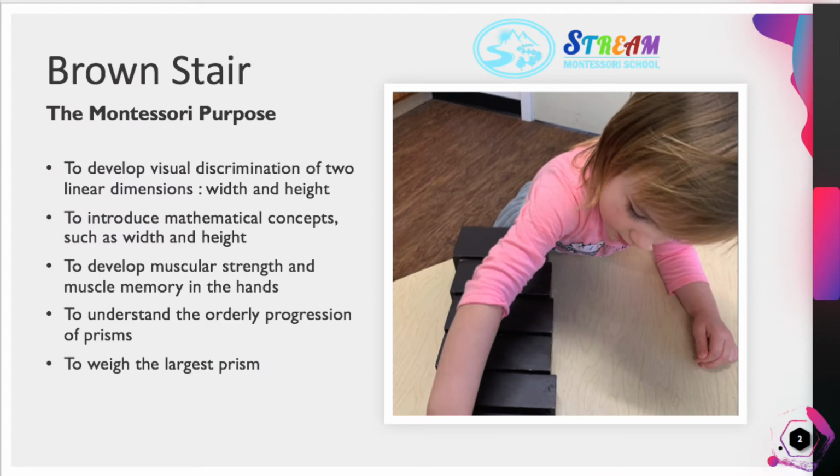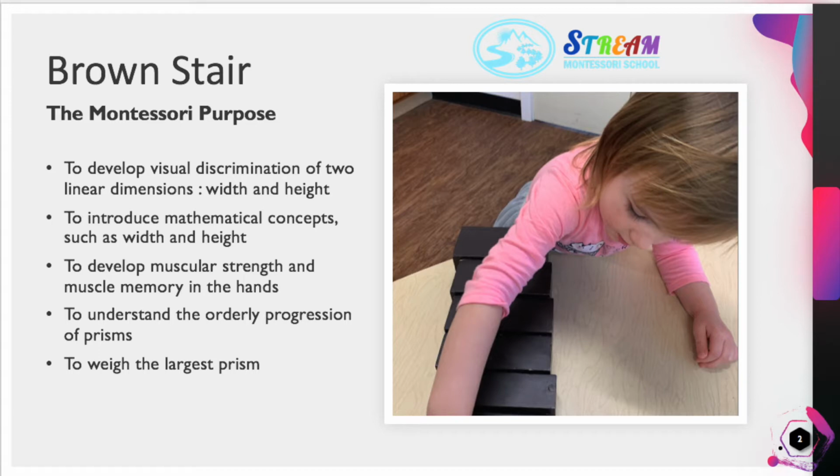The brown stair, also known as the broad stair, is a series of 10 brown wooden quadrilateral prisms. The length of each prism is 20 centimeters, but the width and height increase by 1 centimeter on each successive prism. Therefore, the prisms increase in size in 2 dimensions.